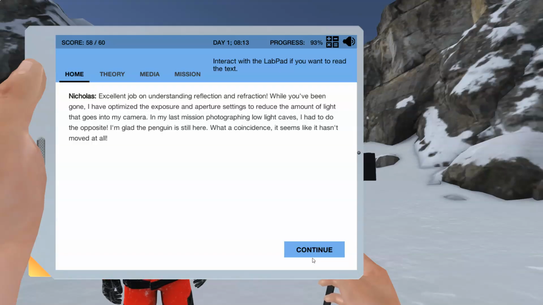Excellent job on understanding reflection and refraction. While you've been gone, I have optimized the exposure and aperture settings to reduce the amount of light that goes into my camera. In my last mission photographing low-light caves, I had to do the opposite. I'm glad the penguin is still here. What a coincidence, it seems like it hasn't moved at all.